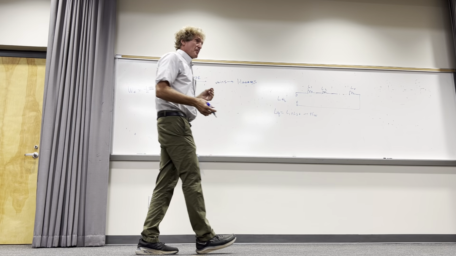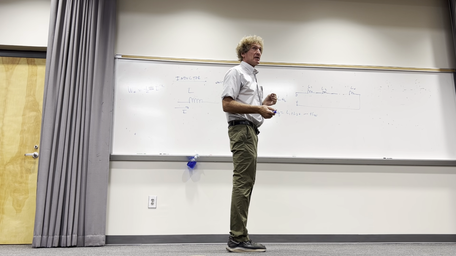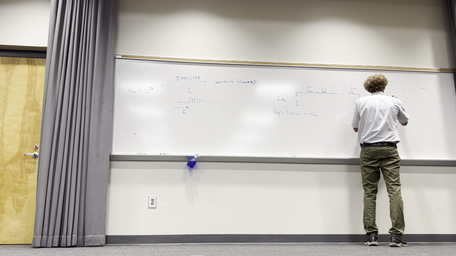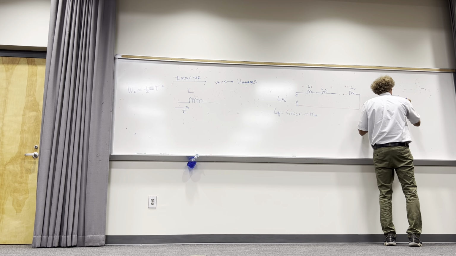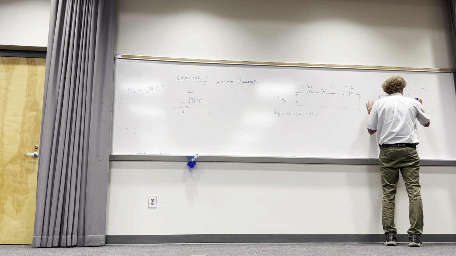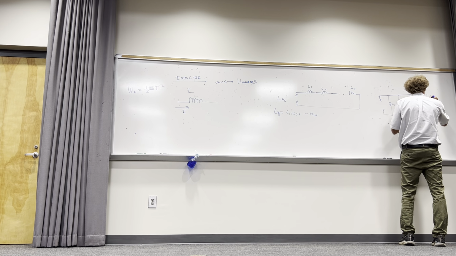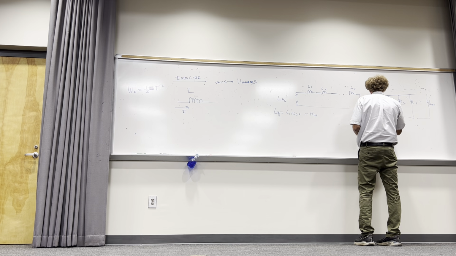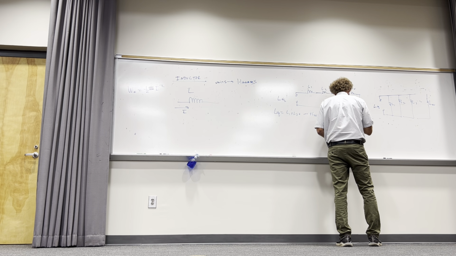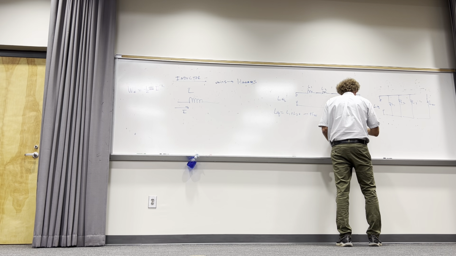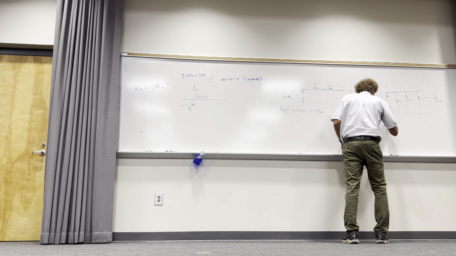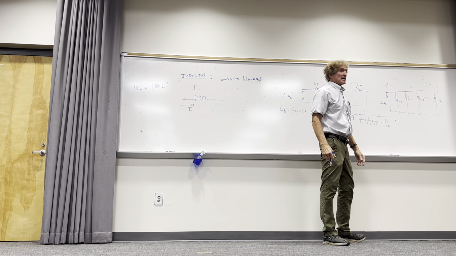Now, if they're in parallel, they add like resistors in parallel. So if you have this, the equivalent inductance here is 1 over L1 plus 1 over L2 plus 1 over L3 plus dot dot dot plus 1 over Ln. That's it.